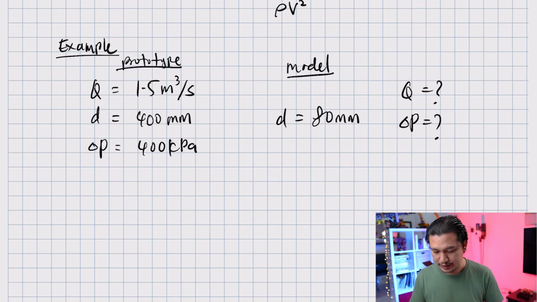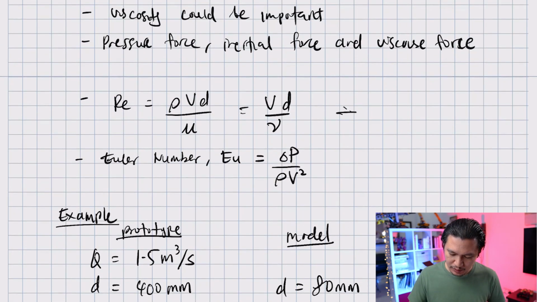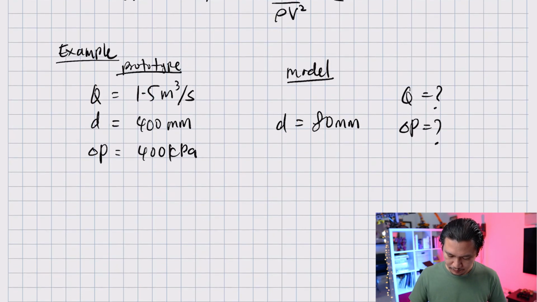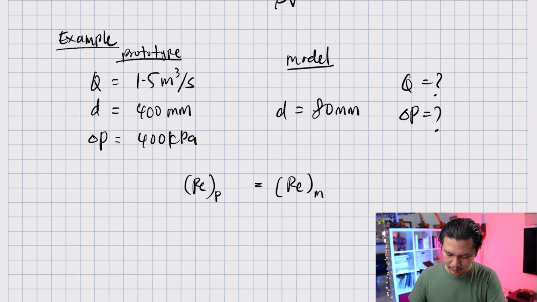So first we need to understand that this is a water pump and the flow inside the water pump is considered confined flow. And we know that for confined flow, Reynolds number and Euler number is very important. And let's see how we can use this to solve our problem. So first of all, Reynolds number of the prototype must equal the Reynolds number of the model. Reynolds number of the prototype is velocity of the prototype times diameter of the prototype divided by the viscosity of the prototype.